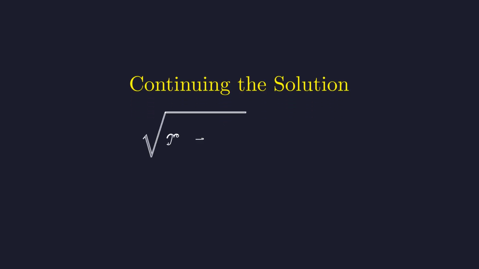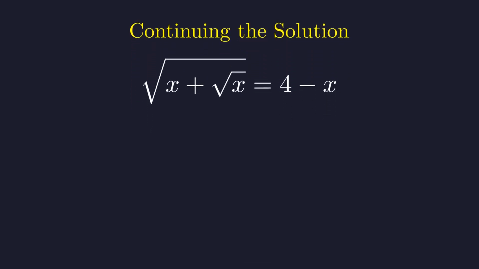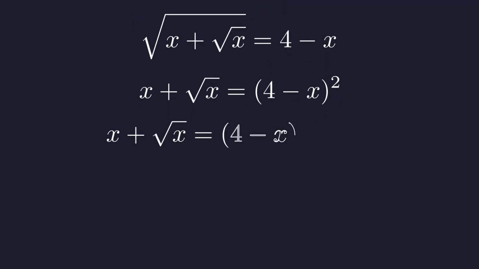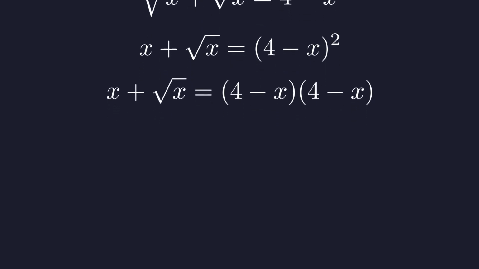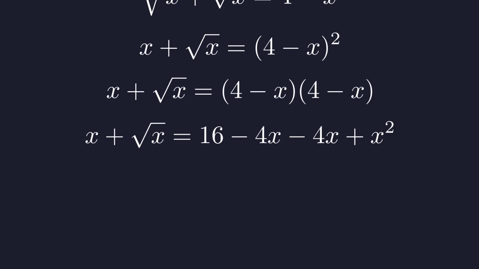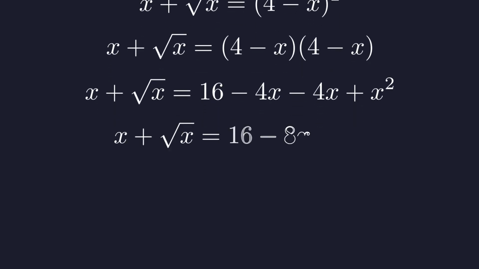Now, back to our main path. Here's where we left off. The square root on the left is gone. Now we need to expand the right side. This gives us 4 minus x times 4 minus x. Multiplying the terms gives 16 minus 4x minus another 4x plus x squared. Combining the middle terms, we get 16 minus 8x plus x squared.